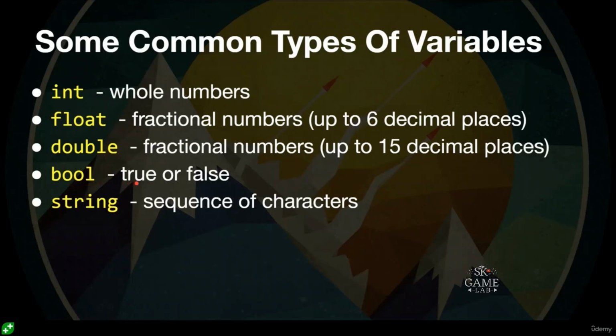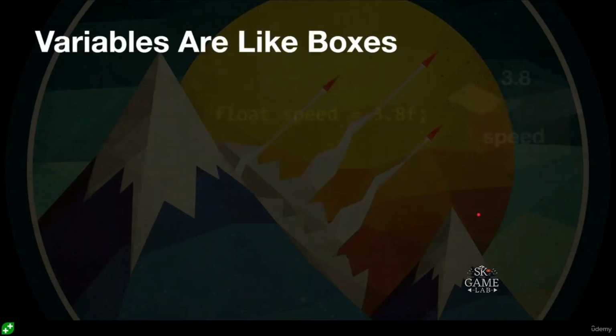Bool is for a true or false variable. So if you want to say this is true, do a thing, or if it's false, don't do a thing. Bools are very handy. And string is when we wish to have a sequence of characters that we print out exactly as we've typed them in. And strings require quotation marks. So let's look at those examples a bit more specifically.